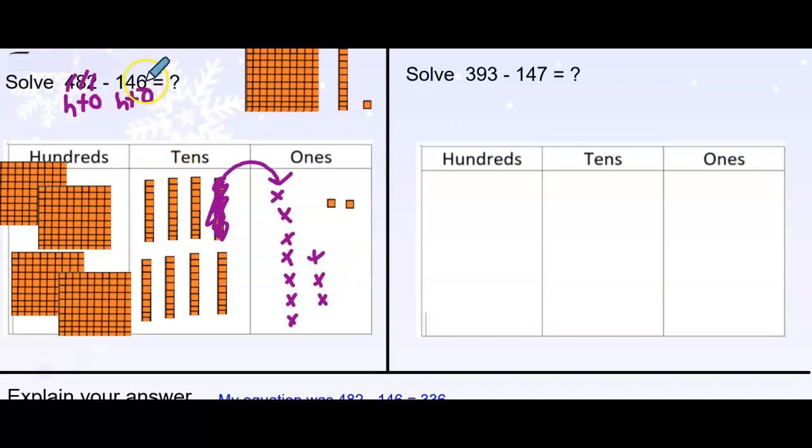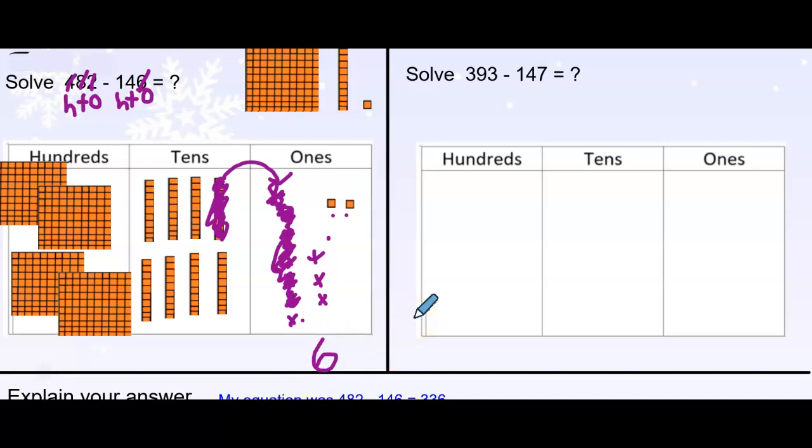Now, can we take away 6 1s? Yes, we can. Help me scratch them off. 1, 2, 3, 4, 5, 6. Great job, boys and girls. Let's cross out that 6 1s, and now we can see how many 1s are left over. Can you help me count? 1, 2, 3, 4, 5, 6. There are 6 1s left over.